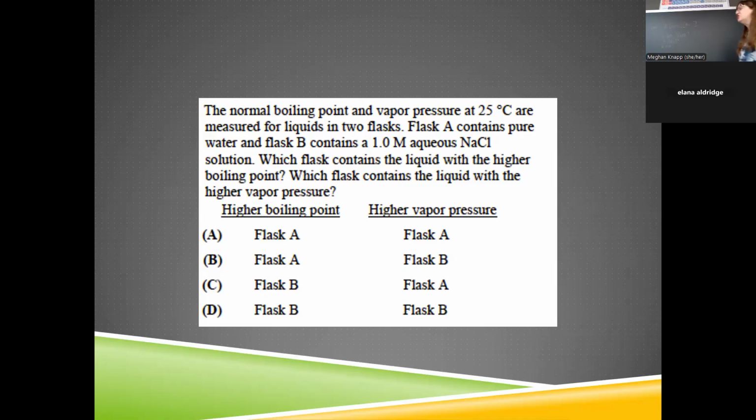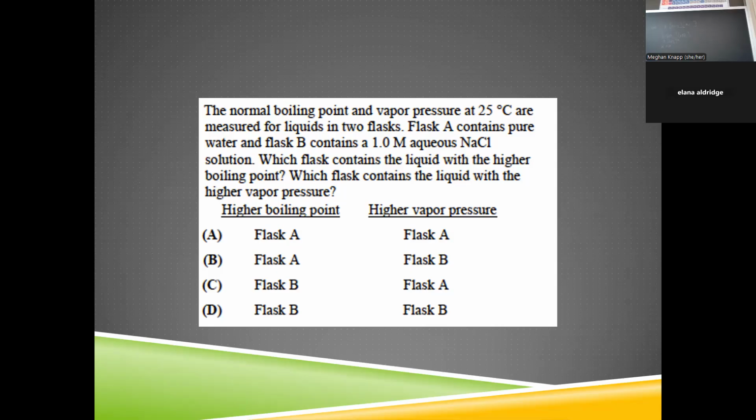So now we're going back to chapter 13. So we have to ask ourselves, when I dissolve anything at all in a solvent, what happens to the boiling point? What happens to the vapor pressure? Okay, so we call it the colligative property boiling point what? Elevation. So boiling point is going to go up. So which of the two should have the higher boiling point? B, because it has the sodium chloride. Pure water should be low, so it should be one of these two.